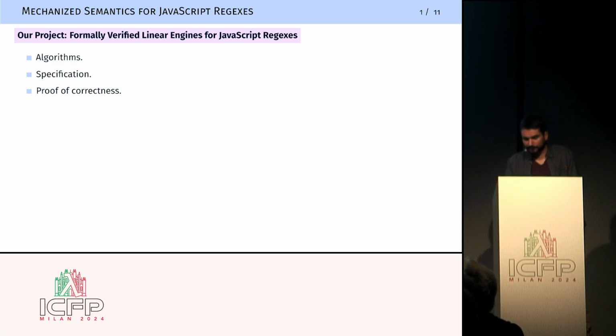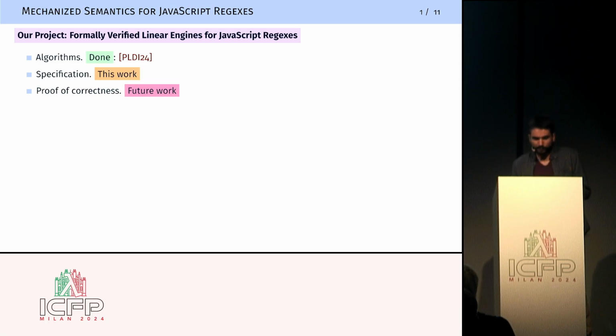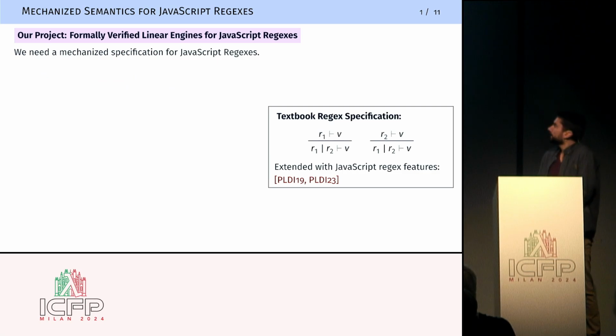Now, the algorithms, we do have them now, but that's not the topic of today. We presented some linear time matching algorithms for JavaScript regexes this year at PLDI. But the topic of today is only about the specification. So we need a mechanized specification for JavaScript regexes, and you might think that it should be quite easy to do. In fact, many textbooks already define semantics for regexes in general, and even Coq textbooks also tell you how to define that.